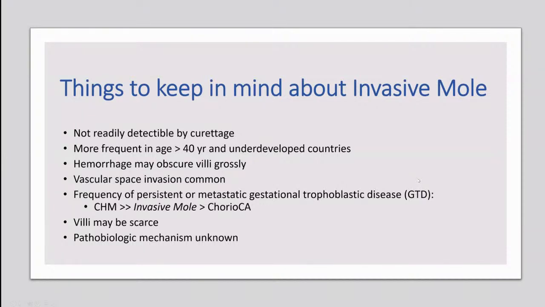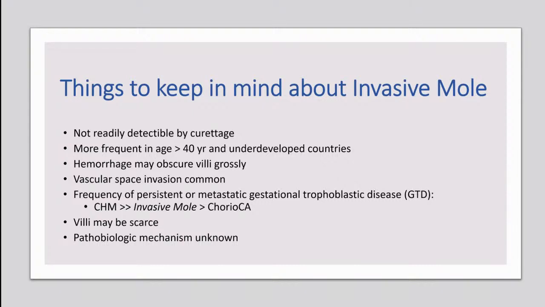Why are these a clinical problem? Well, most importantly, they're not readily detectable by curettage. They're more frequent when the age is over 40 and in underdeveloped countries, but that's also true of complete mole in general. And hemorrhage may obscure the villi grossly. And so these conspire to make sampling a bit more challenging. Also, for clinical management purposes, these have vascular space invasion that's quite common. And with that, they have the possibility of persistent and metastatic gestational trophoblastic disease.